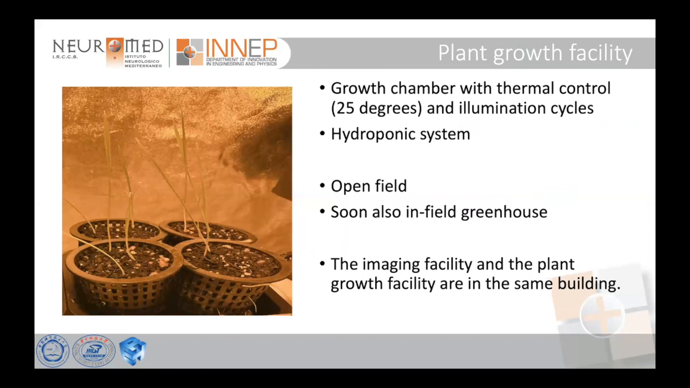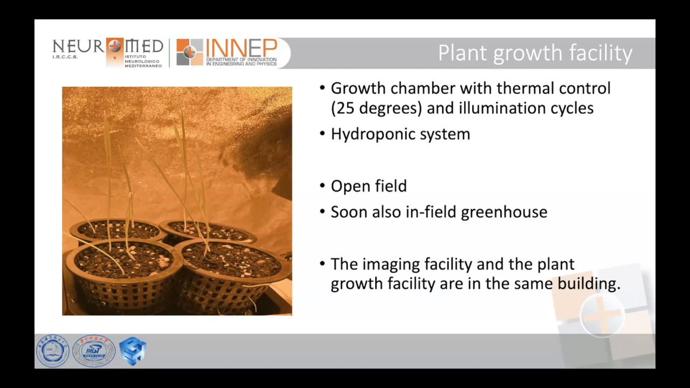To grow plants, we have a growth chamber with thermal and illumination stability and control with cycles. We have a hydroponic system in case users like to do hydroponic growth. We have an open field and soon also an in-field greenhouse. A key point, that we didn't think was so good until Sarah told us: the imaging facility and the plant growth facility are in the same building. So you don't have to go to the Uniclinicum to make a PET scan of the plant, you just go next door. And this is very important for a plant experiment.